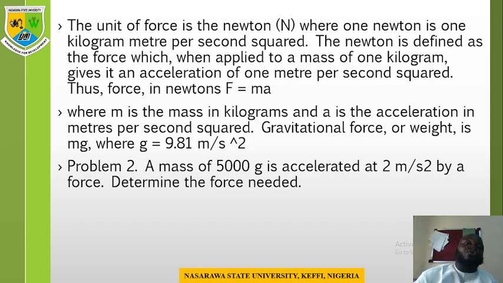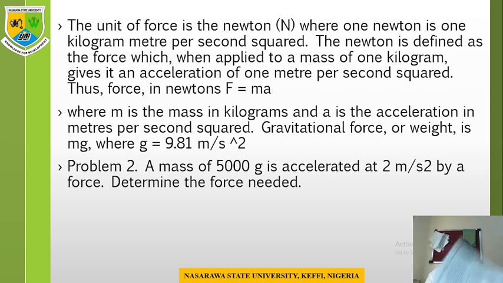F is equal to the product of mass and acceleration. However, if the motion is vertical, for example the movement of an aeroplane, it moves from the ground vertically, isn't it? Let me take this object in my hand, and I want to apply a force by moving it in a vertical direction.